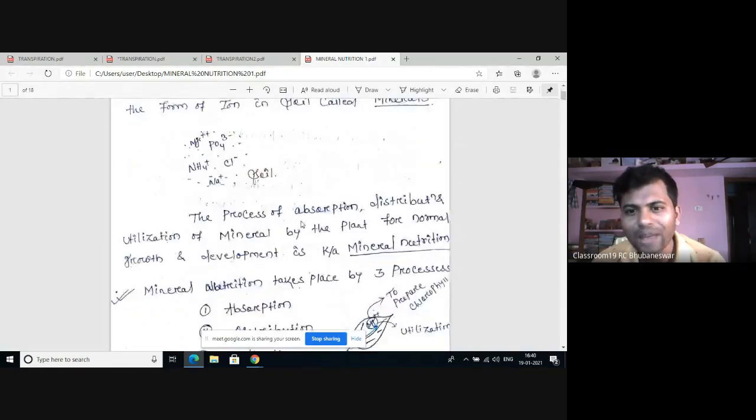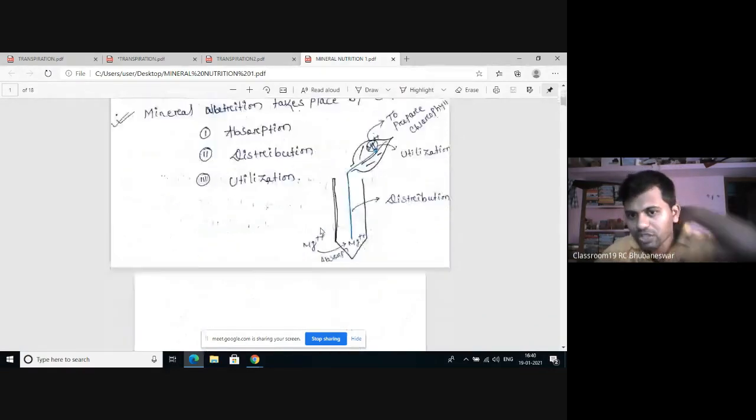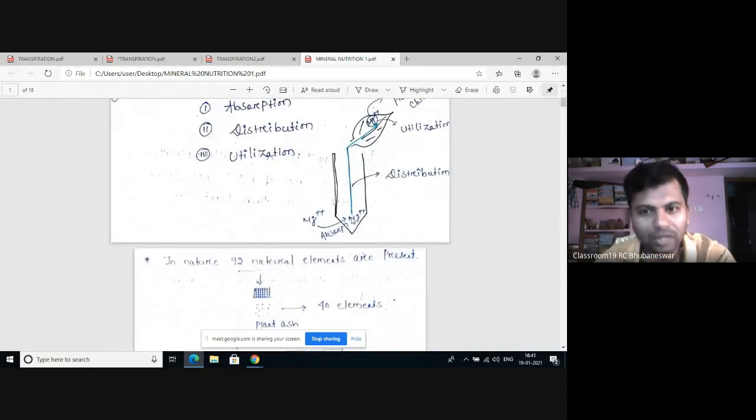So the process of absorption, distribution, and utilization of minerals by the plant for normal growth and development is known as mineral nutrition. So first you have to explain the definition of mineral nutrition. Mineral nutrition means the process by which the plant absorbs minerals. Let us take the example of magnesium. Magnesium is a mineral. Mineral nutrition involves absorption, distribution, and utilization of minerals. By the process of mineral nutrition, first magnesium enters into the root.